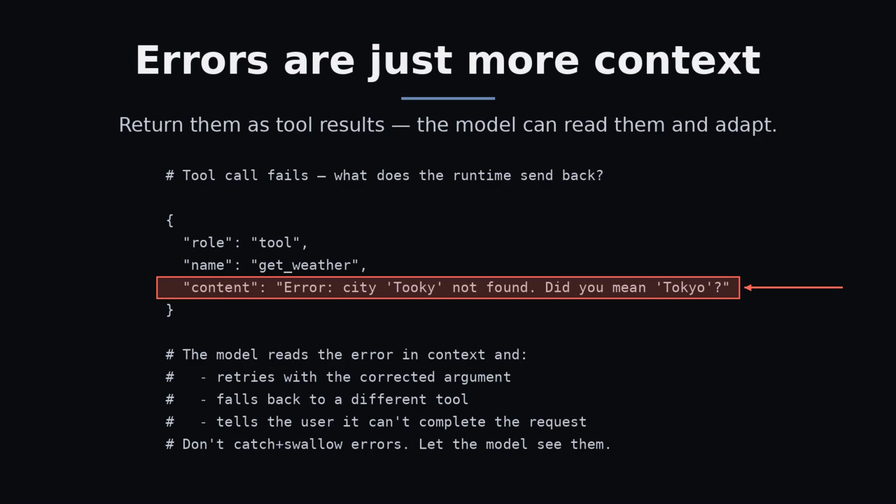The model reads it in the next turn and adapts. Retries with a corrected argument, falls back to a different tool, or tells the user it can't complete the request. Treat errors as more context, not as control flow. This single shift is what makes tool use feel intelligent instead of brittle.